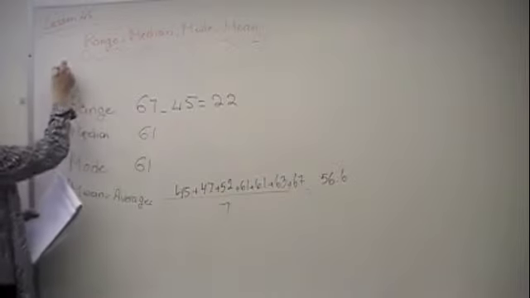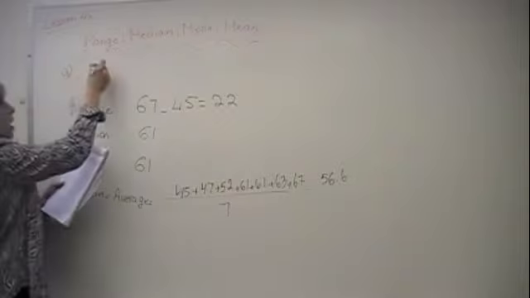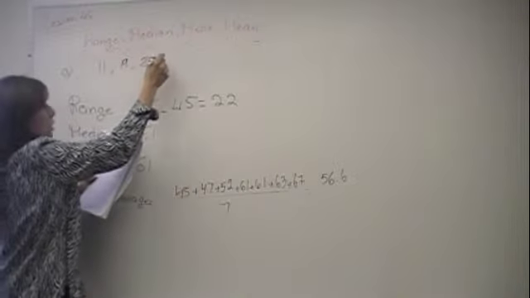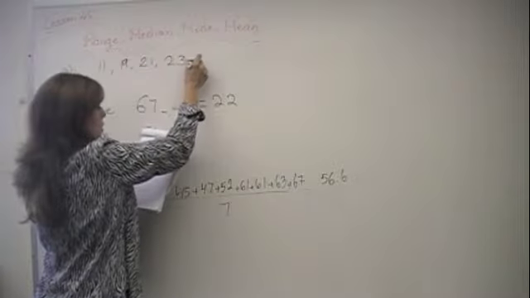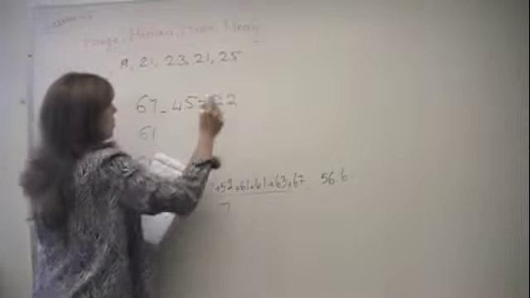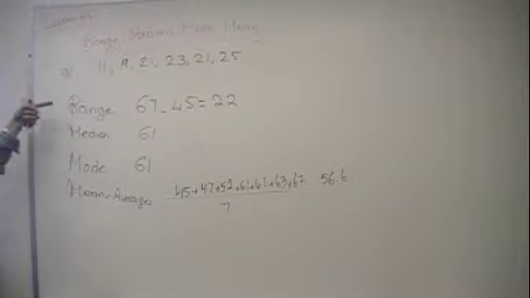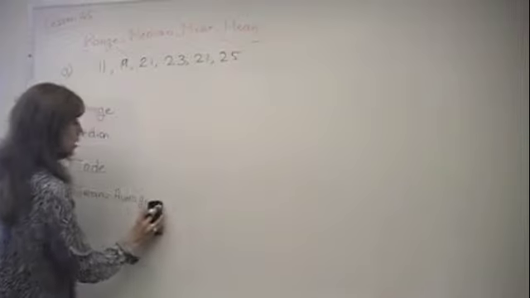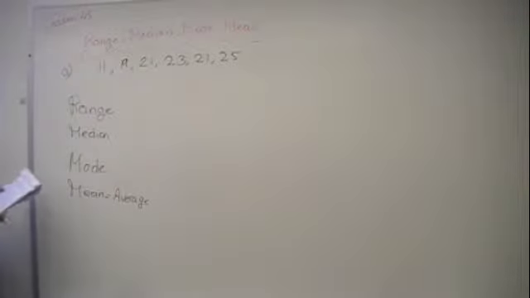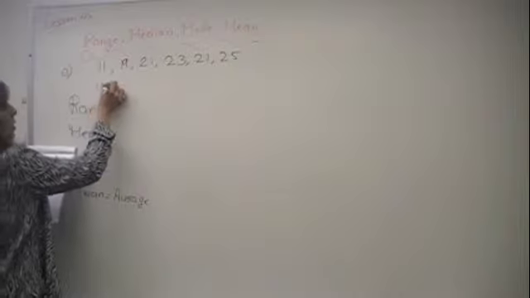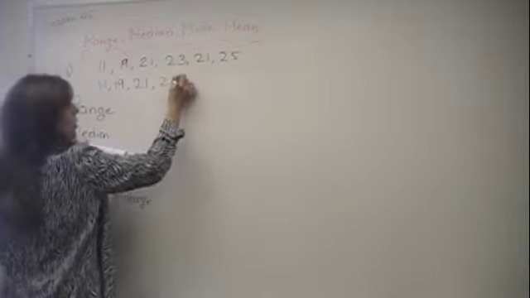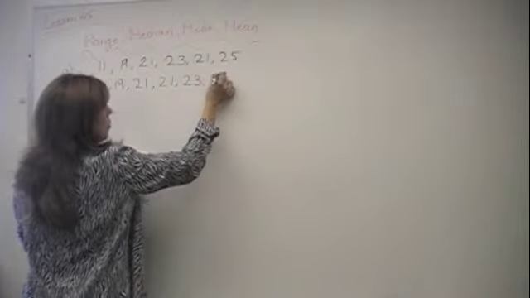Another problem, letter A now. If I have this set of numbers 11, 19, 21, 23, 21, 25, and they're asking me for the same question, range, median, mode, mean. First step, align them from least to greatest. So that would be 11, 19, 21, 21, 23, 25.